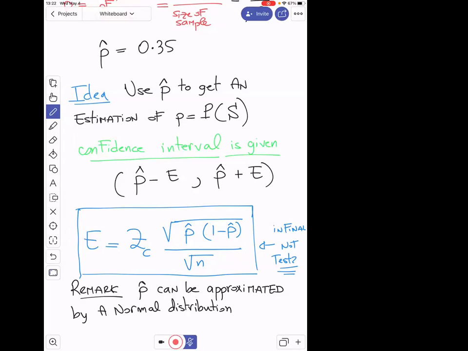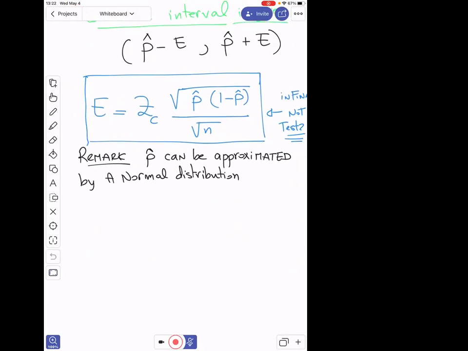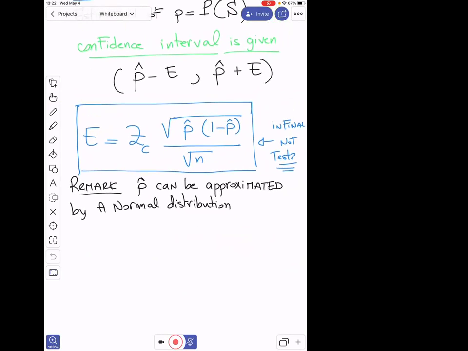So it's exactly like 8.1 where we have to find the Z subscript C. It's just the formula for E that is different. Okay.